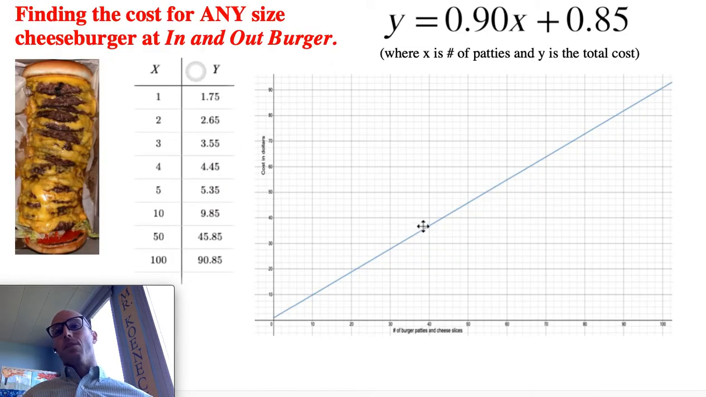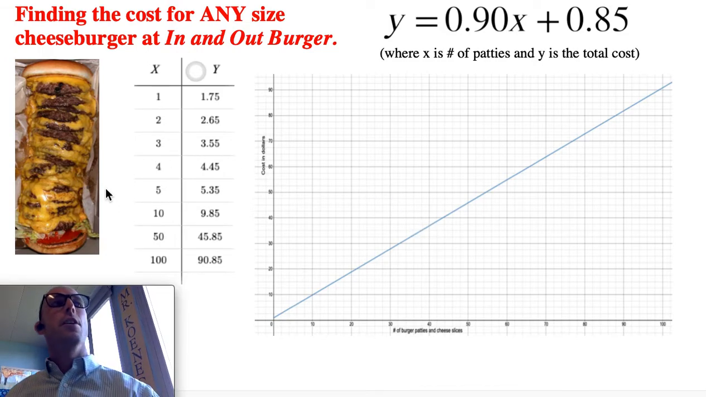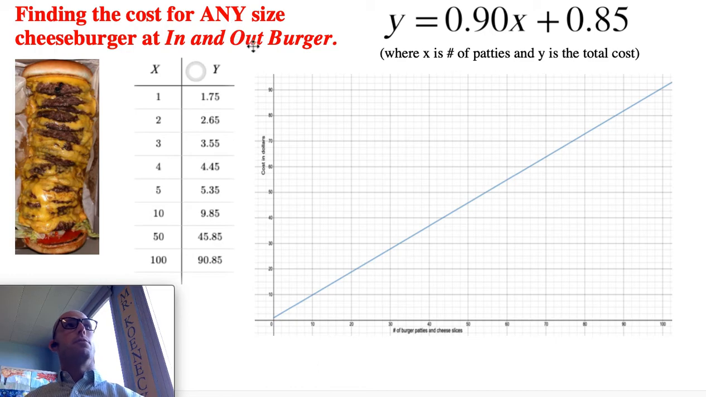So one of the early problems that we did, which I'm sure you'll recall, is this cheeseburger problem. We wanted to know how much it costs for any size cheeseburger at In-N-Out Burger, and we started looking at that 100 case. That's how we were exploring. But at the end of the day, this is what we wanted to find. Could we find any size cheeseburger? And we could. And these were our steps. So this is our scenario.